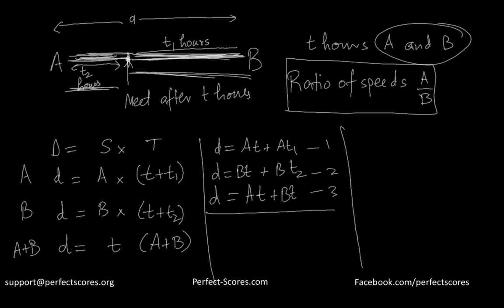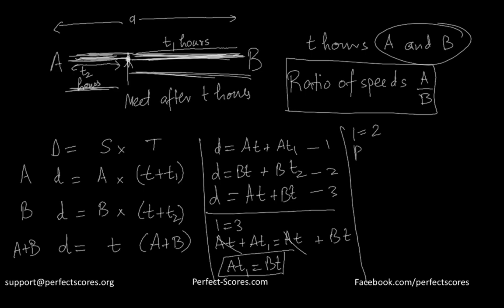So now if I equate equation 1 with equation 3, I get AT plus AT1 to be equal to AT plus BT. You can see this and this get cancelled, so I have AT1 is equal to BT. So that's one expression. Another expression that I have, if I equate equation 1 to equation 2, that is BT plus BT2, that is equal to AT plus BT again. So I can eliminate BT and BT, so I have BT2 to be equal to AT.